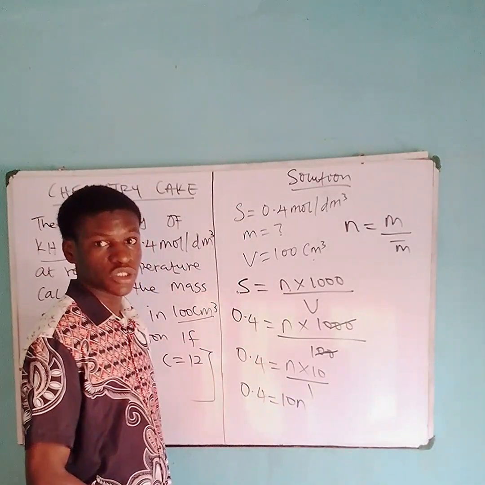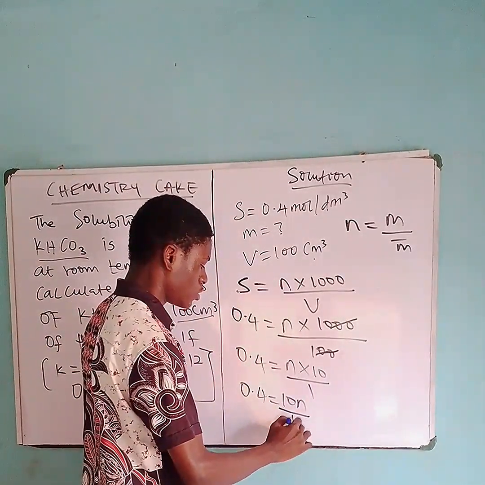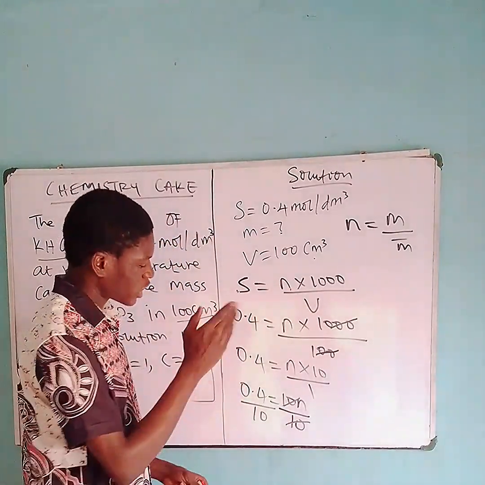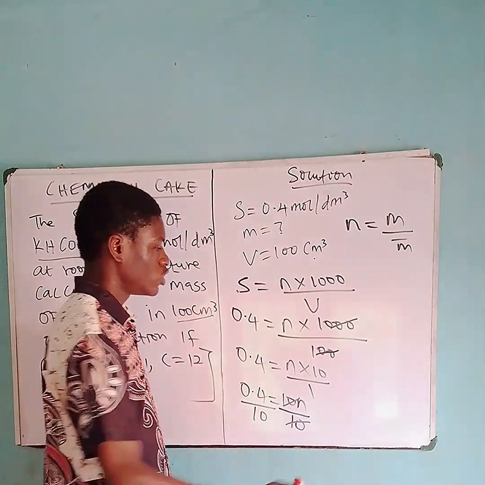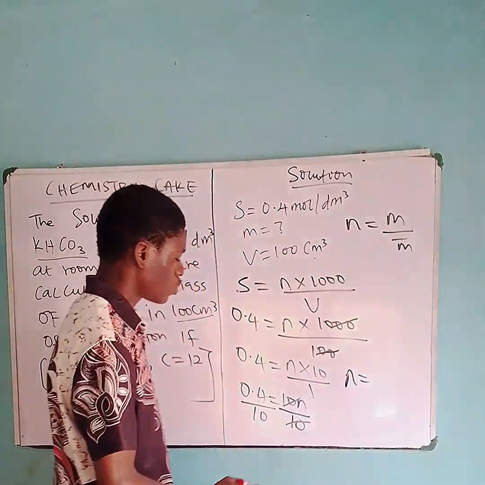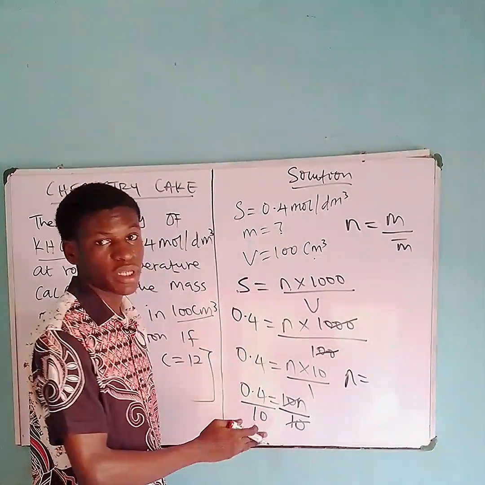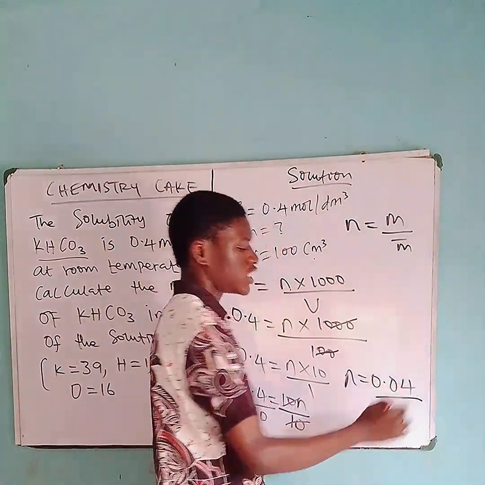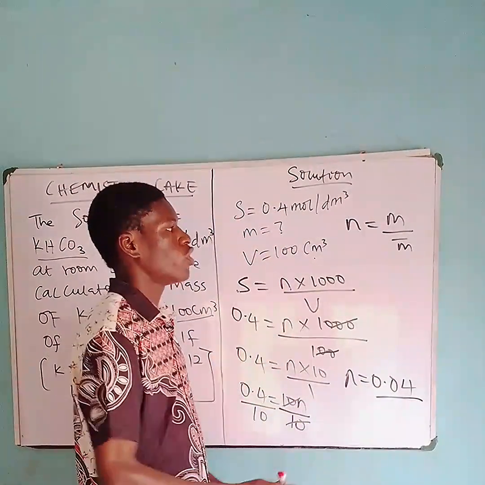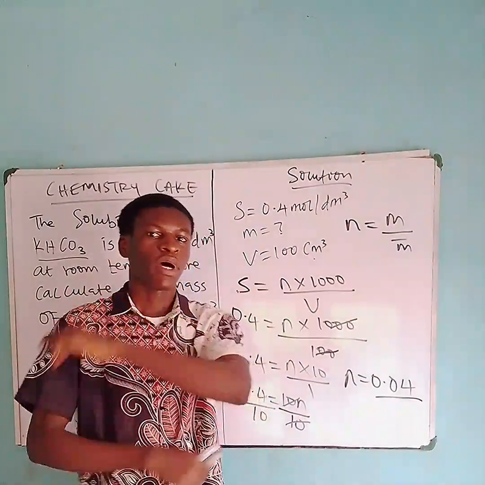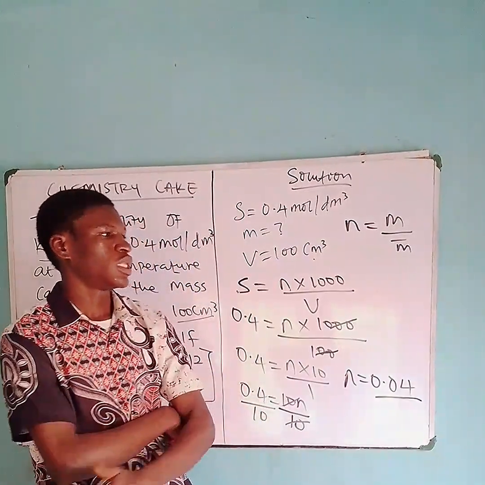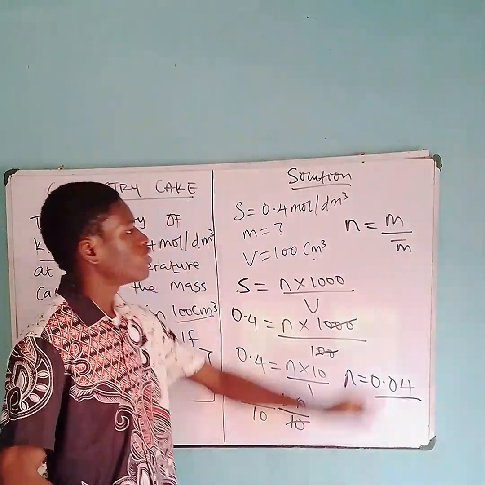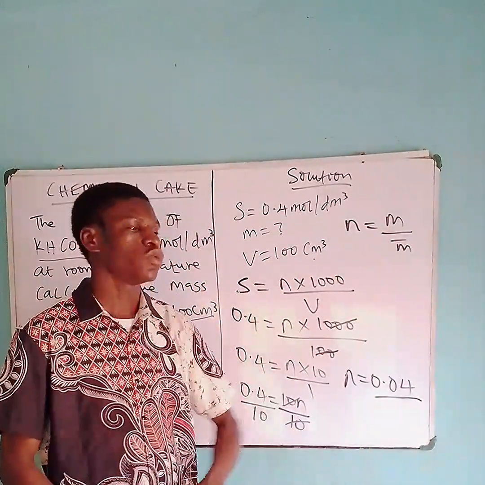Divide both sides by the coefficient of the unknown. That's 10. Divide both sides by 10. 10 cancels 10. And when 10 cancels 10, what will be the n value? The mole will now be equal to 0.4 divided by 10, which gives me 0.04 as the mole. The mole is 0.04. Now, we get back to our expression that says that mole is equal to mass divided by molar mass. Now, the mass is what I'm looking for based on the question.